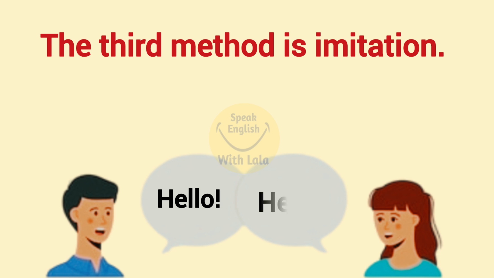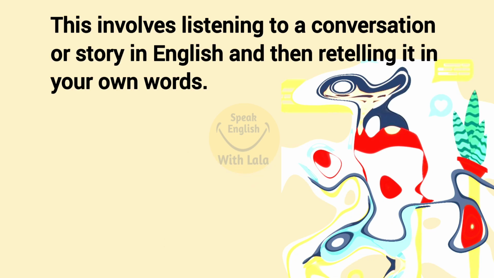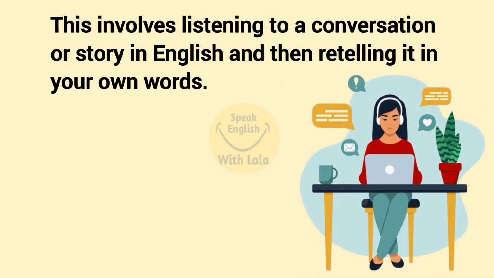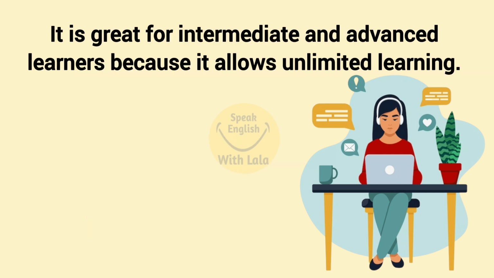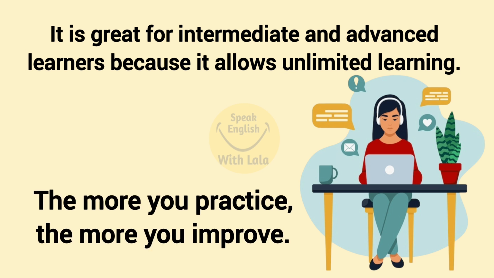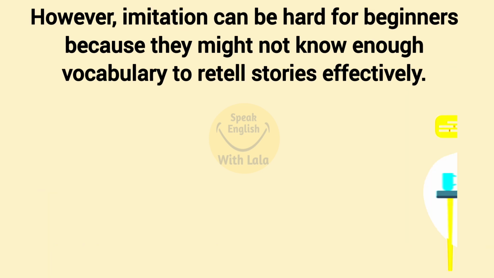The third method is imitation. This involves listening to a conversation or story in English and then retelling it in your own words. This method helps you learn grammar, vocabulary, and sentence structure while practicing speaking. It is great for intermediate and advanced learners because it allows unlimited learning. The more you practice, the more you improve.